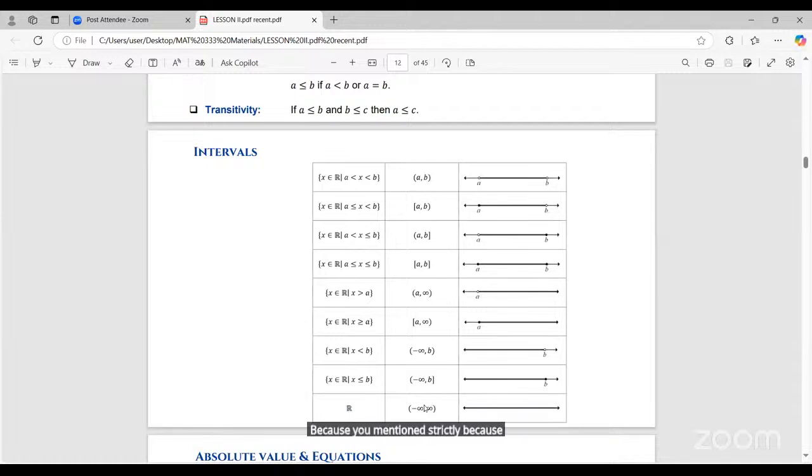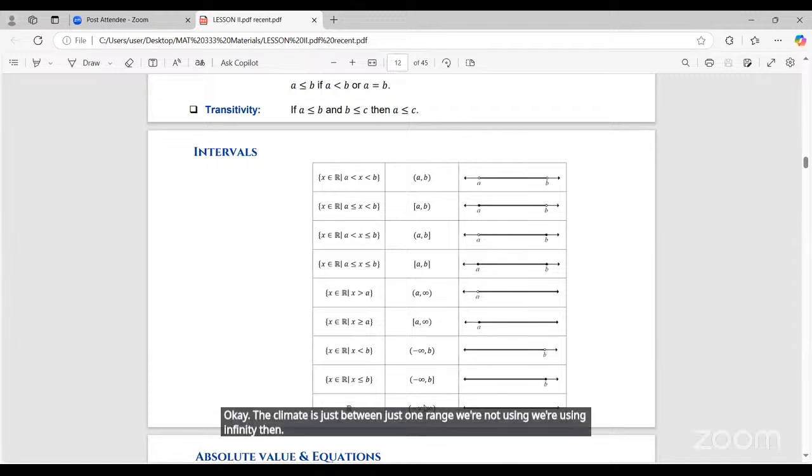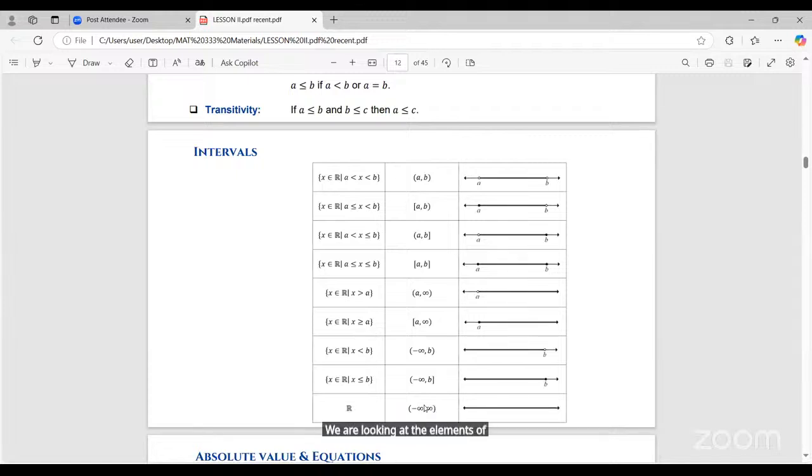Because I mentioned strictly, and I have A and B. The range we are looking at is between A and B. That's the range. Okay. Whenever it is between just one range, we are not using infinity. We are looking at the element of x. x is any possible element within the range of A and B.